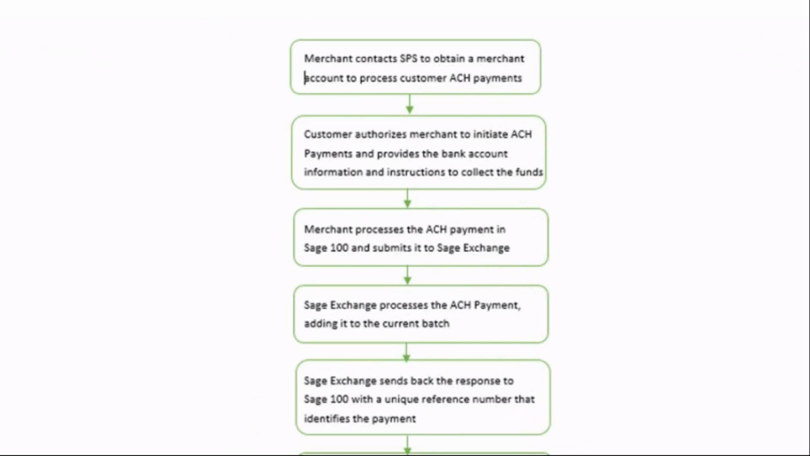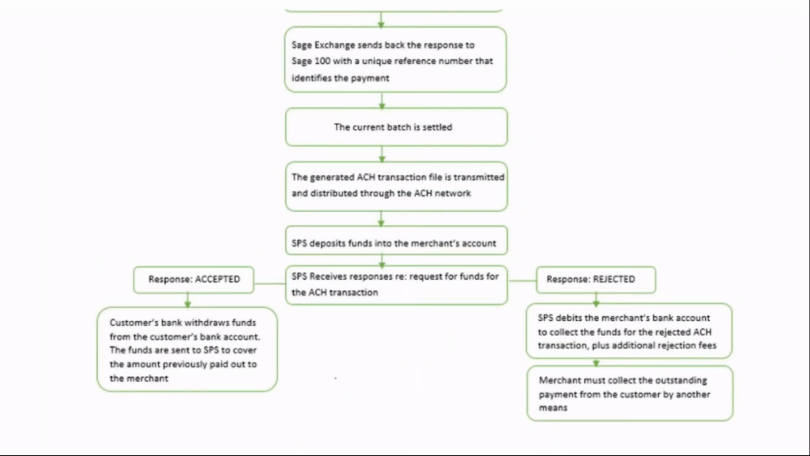You will then go ahead and process the payment information and submit it to Sage Exchange. Sage Exchange will process the ACH payment, adding it to the current batch, and then Sage Exchange sends back the response to Sage 100 with a unique reference number that identifies the payment. So the batch will need to be settled, and the batch cannot be settled in Sage Payment Solutions until the general ledger transactions have been approved and updated. Then the ACH transaction will be transmitted and submitted through the ACH network, and then funds will be distributed to your account, and either they will be accepted or rejected.